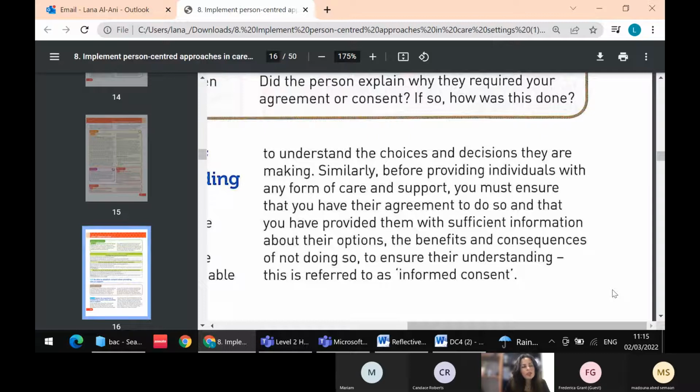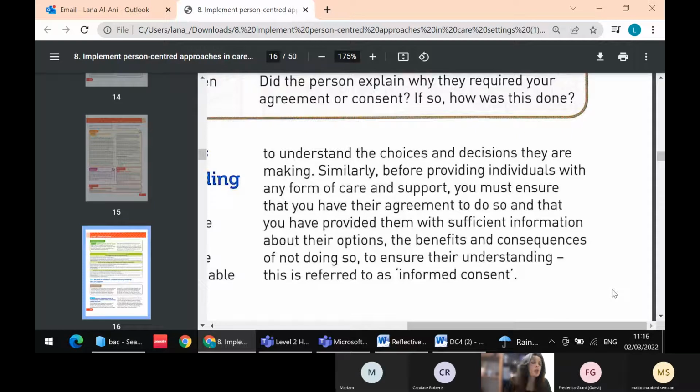Why? Because without the consent, you wouldn't be able to find out any information about your client. Yes? So if I don't have his or her consent, maybe I can get some of the information, but still I want some consent to ask his family member, to ask his friends, to check with his GP, to get more information from them. So to understand their choices, their decisions that they make, and to provide anyone with good care and support, I need to ensure that there is an agreement between me and this person.